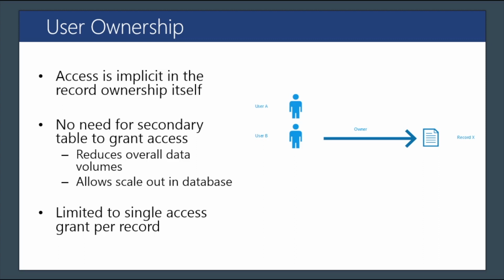One thing to note with user ownership, so the record's business unit is derived from the owner of the record. So in order to determine which business unit a given record falls under from a scoping mechanism, the system looks at the user that owns it or the team that owns its business unit, and that's the business unit to which this record would belong.